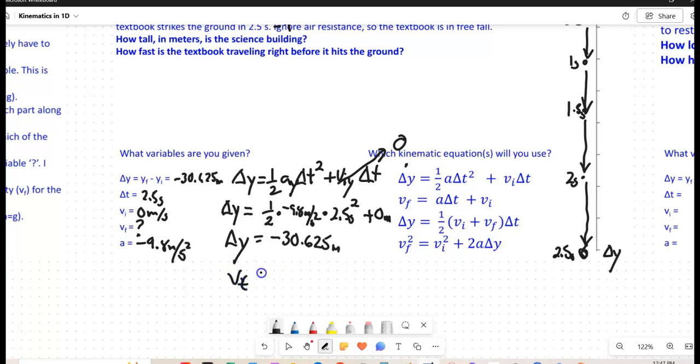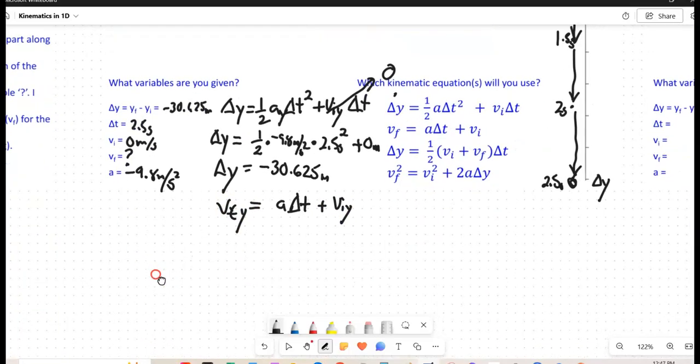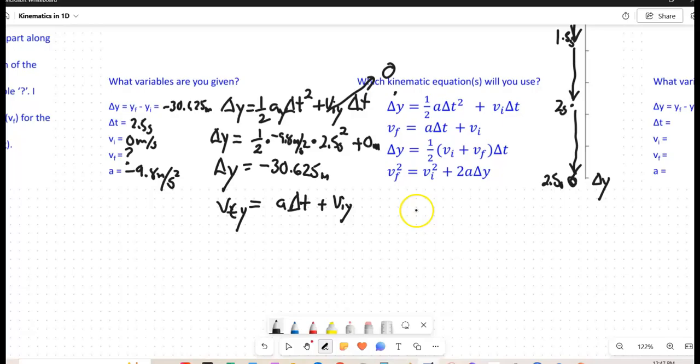So to find the final velocity, this is what we're going to do. Plus the initial velocity in the y direction. Just put a little y here. And now we're going to plug in our numbers, which this is going to be negative 9.8 meters per second squared down times 2.5 seconds plus 0 meters per second.